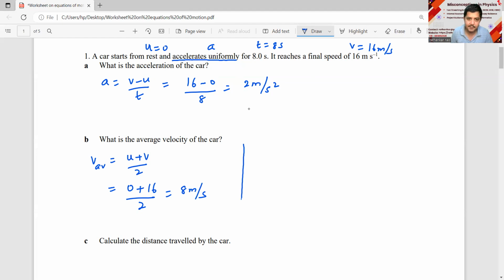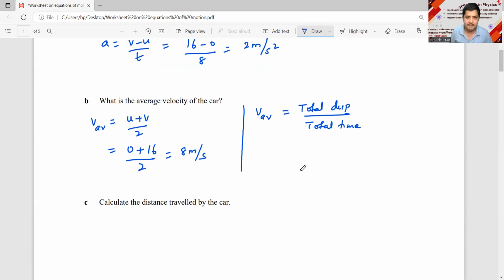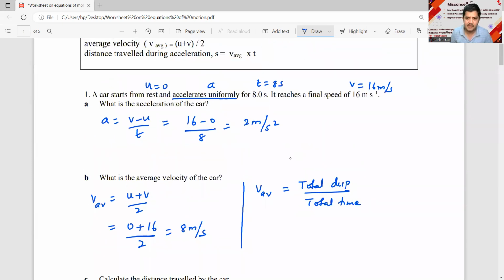Now, this is a special case. Let us try the same problem with a different formula. The general formula for finding the average velocity is total displacement divided by total time taken. Let us use this method also. But before that, you see, I have the total time taken, but I don't have the total displacement. We need to solve this one. Okay, we'll do that.